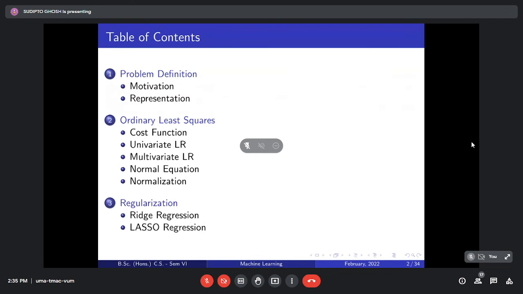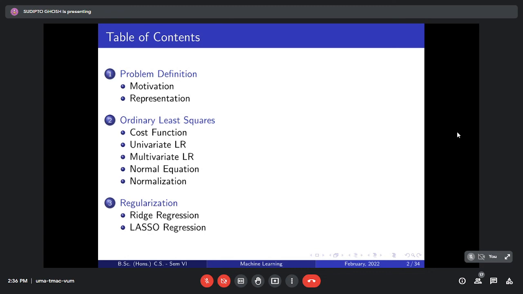All in all, that covers the topics that I had to cover today. We went over the problem definition of linear regression, the motivation behind it, and how to represent it using matrices in a generalized way. What is ordinary least squares? What are the assumptions we take? How to calculate the solution of a univariate regression problem using OLS? How to calculate a multivariate regression solution using OLS? What is a normal equation? X transpose X inverse X transpose Y. What is normalization, and why do we need to do it? Because we take zero mean and zero intercept.